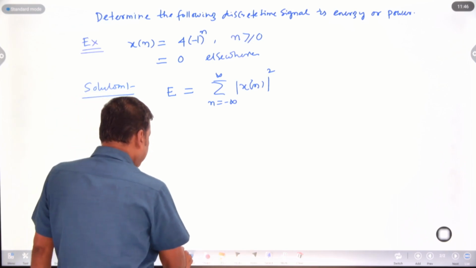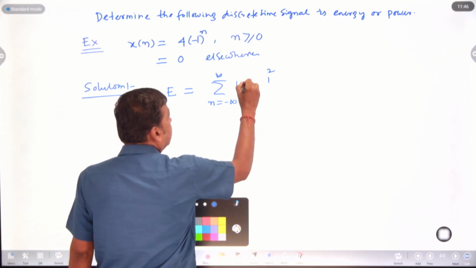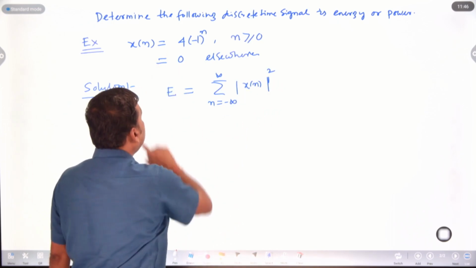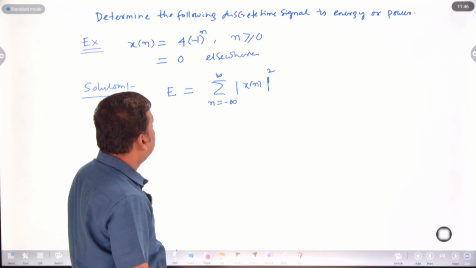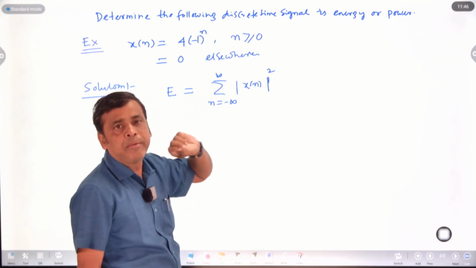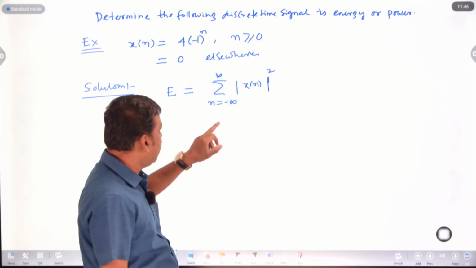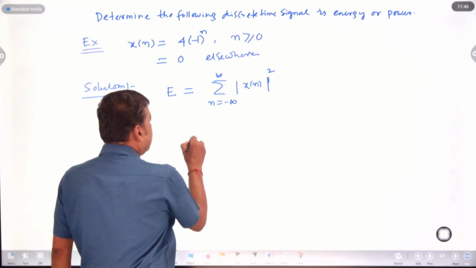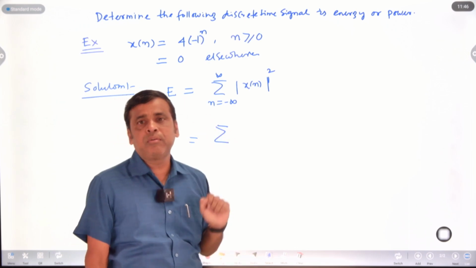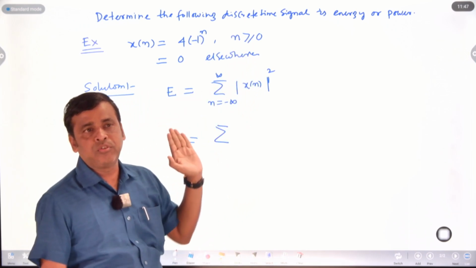Here x of n is given as 4 times minus 1 to the power n, and the condition is n greater than or equal to 0. That means the sequence exists from n equal to 0 to infinity.